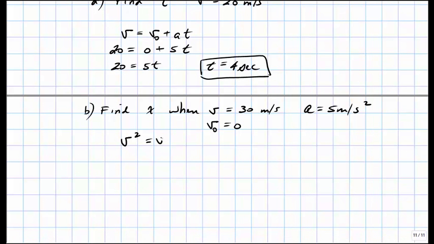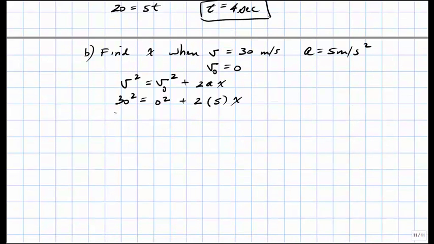So the equation is v squared equals v0 squared plus 2ax. Let's plug in what we know. V, which is final velocity in part B, is now 30. The initial velocity is 0. The acceleration remains constant at 5, and we're trying to determine x. So if we square the 30, we get 900 on the left. 2 times 5 is 10x. And you can see that the final position of the car, if we divide both sides by 10, turns out to equal 90 meters.